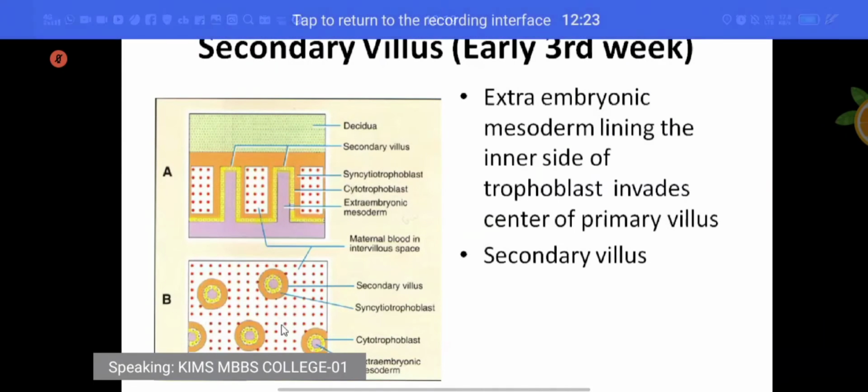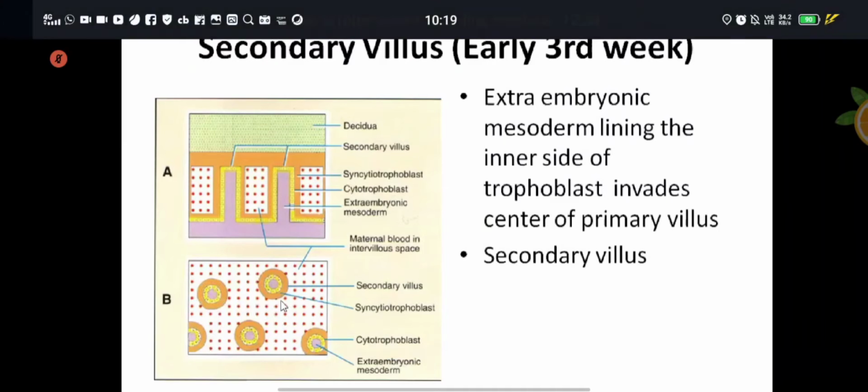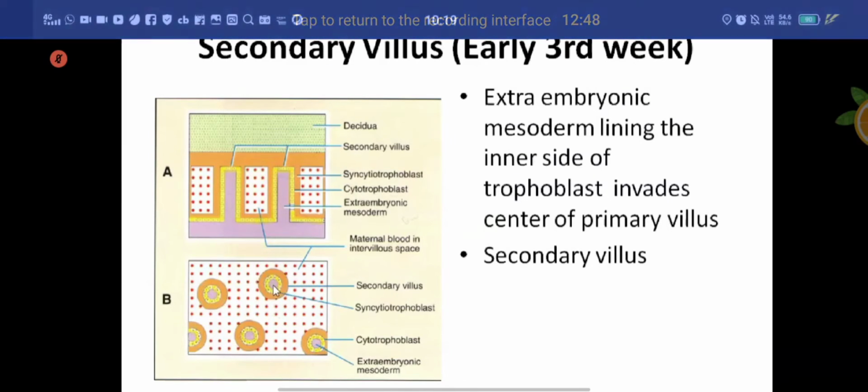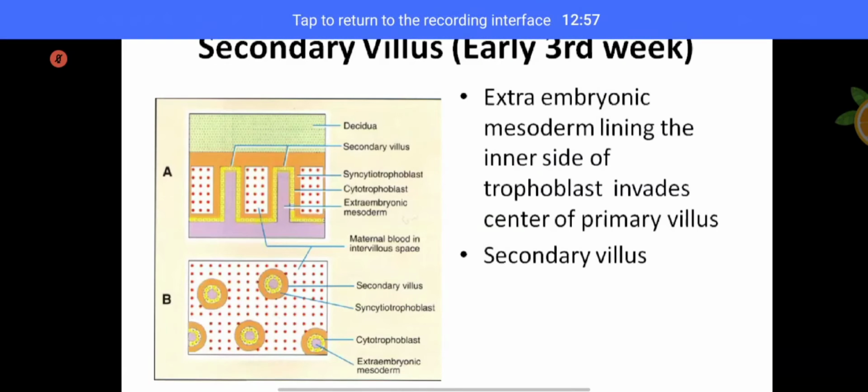The secondary villus consists of extra embryonic mesoderm lining the inner side of the trophoblast. Simply you can say, the outer layer will be the syncytial trophoblast, the second layer will be the cytotrophoblast, and the innermost will be the extra embryonic mesoderm. Here in this cut section diagram, the second diagram, you can clearly see these three things. The innermost is the extra embryonic mesoderm, the middle one is the cytotrophoblast, and the outermost is the syncytial trophoblast.